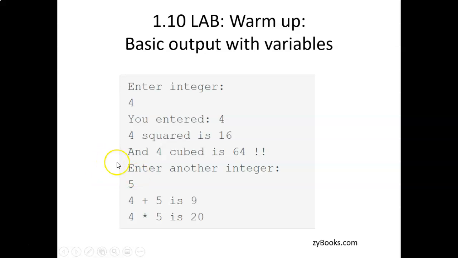Then we'll have another example here where we enter another integer, and we'll accept 5 in this case, and then we'll sum it. We'll sum this second number with the first, and we'll print the value. Then we'll display the product here of the first and second numbers and print the product here.